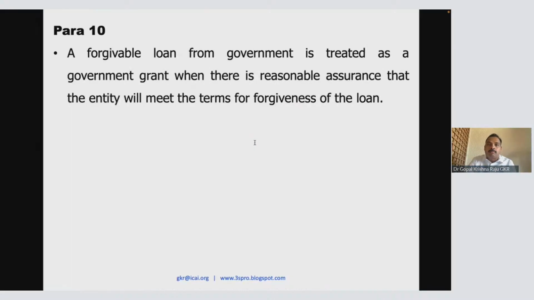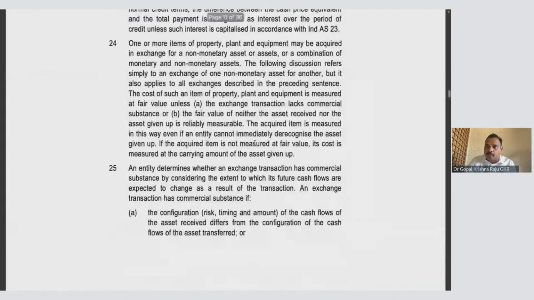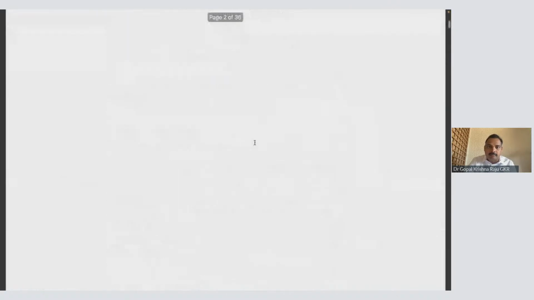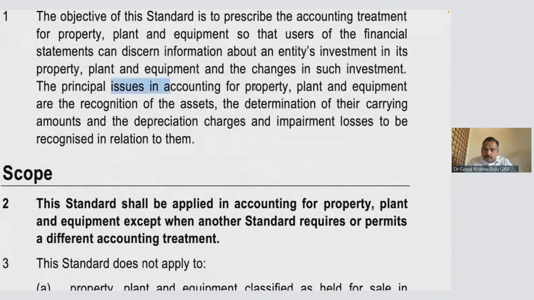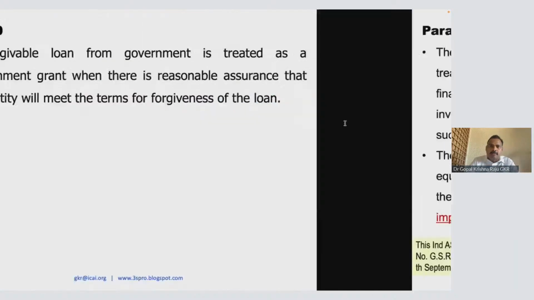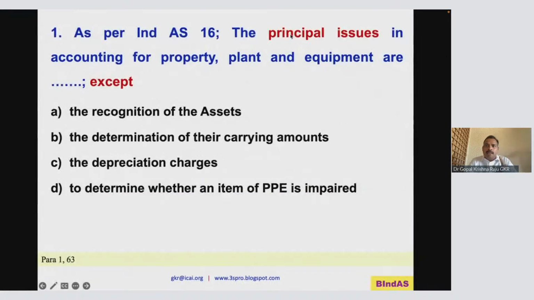So now come to this paragraph, para number 1. What does para number 1 say? This is the purpose. The principal issues of accounting are to recognize the asset. You need to determine their carrying amount, closing balance, depreciation, and impairment loss. So these are the 4 items. Now come to this question. The principal issues in accounting for PPE are, except: recognition of asset is there, determination of carrying amount is there, depreciation charge is there, determine whether an item of PPE is impaired, determine. This standard doesn't tell you how to determine.